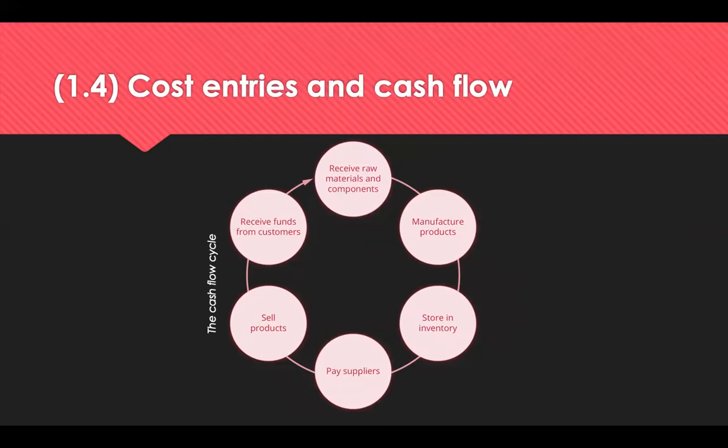In order to prepare and manage the budget effectively, it is necessary to understand what cost entries apply to the budget and how they will be impacted and have an impact on the organisation's cash flow. Here we can see an example where there is a delay between revenue and cost. The cash flow cycle shows the raw materials have been received, manufactured products, stores and inventory, pays suppliers, then sells the products and receives the funds from the customer. But there's quite a lapse between when you're paying for the raw materials and receiving the funds from your customer.